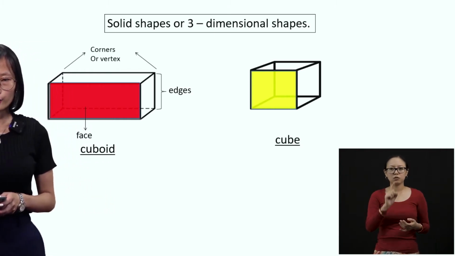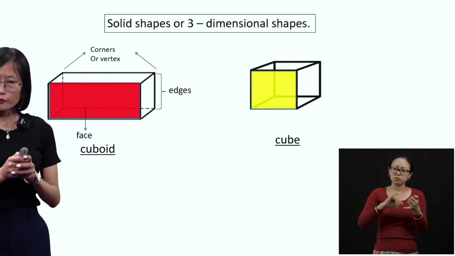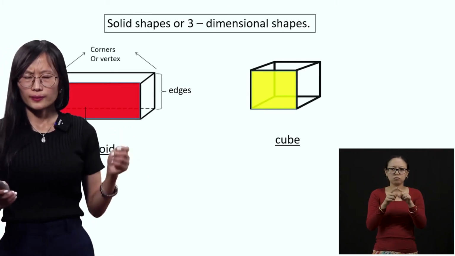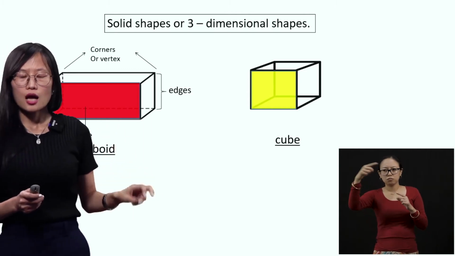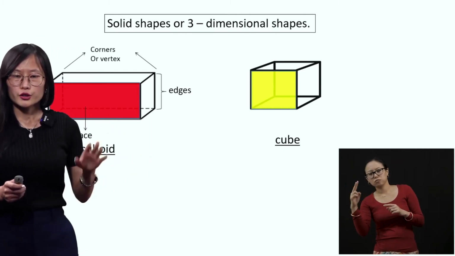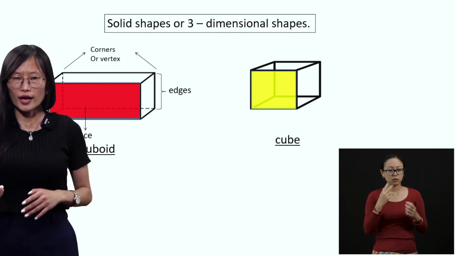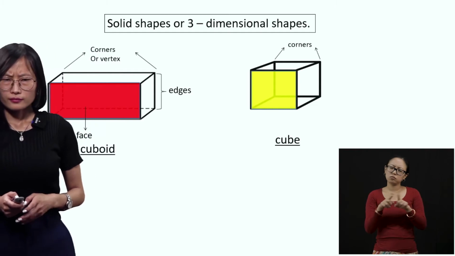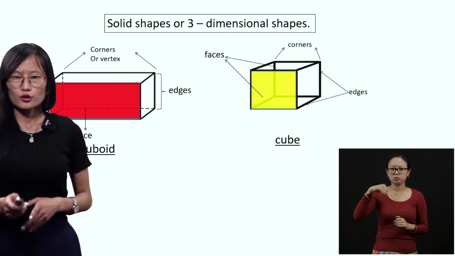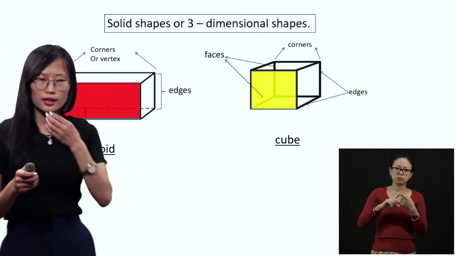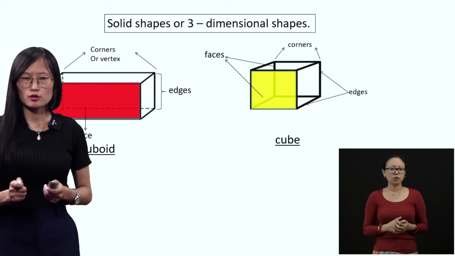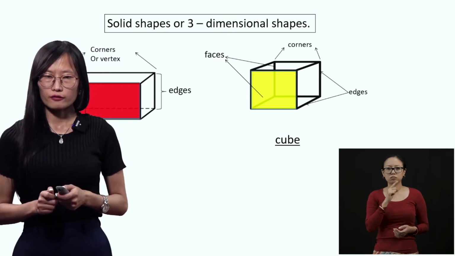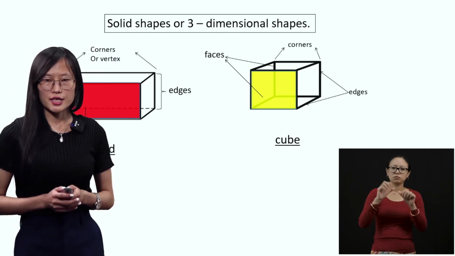Next we have a cube. A cube is similar to a cuboid, or a cube is similar to a square. But the square has only 2 dimensions, whereas the cube has 3 dimensions. It has length, breadth, and height. It also has 6 faces. You see the yellow color. The surface of the solid is called a face, and the corners are the vertices, and those are the edges.